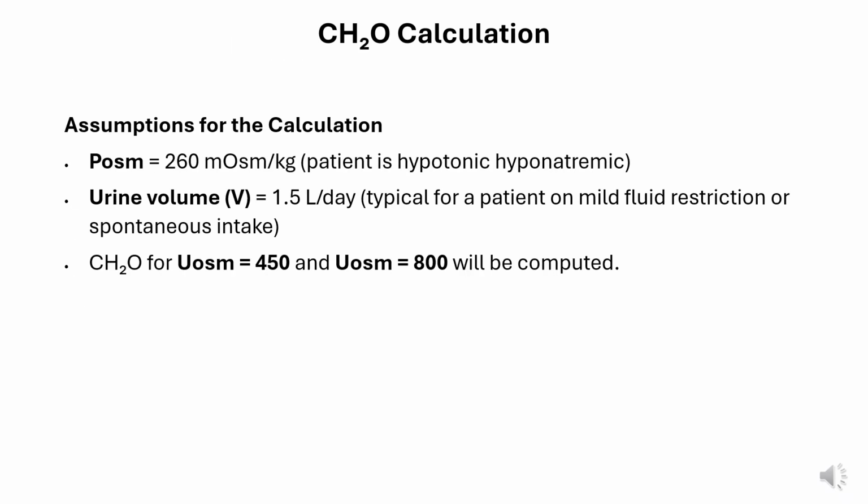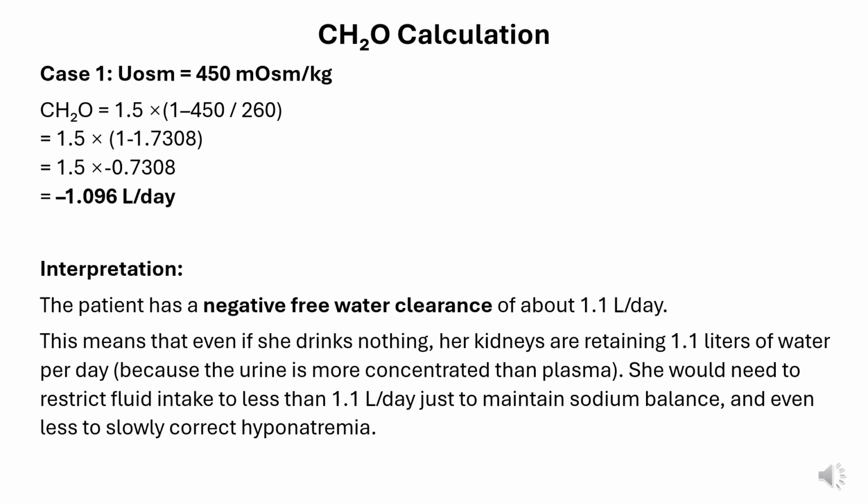The CH2O calculation. Posm equals 260 mosm/kg. The patient is hypotonic hyponatremic. Urine volume, V, equals 1.5 L/day, typical for a patient on mild fluid restriction or spontaneous intake. CH2O for Uosm equals 450 and Uosm equals 800 will be computed.